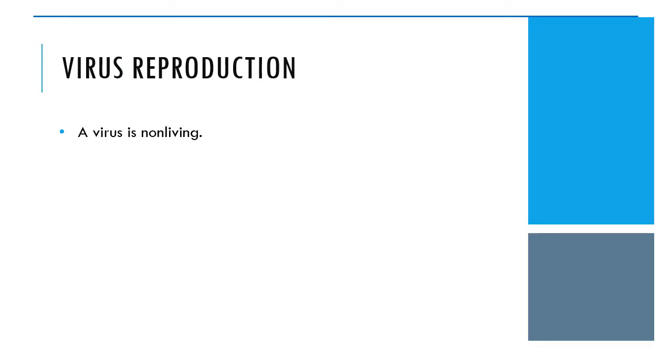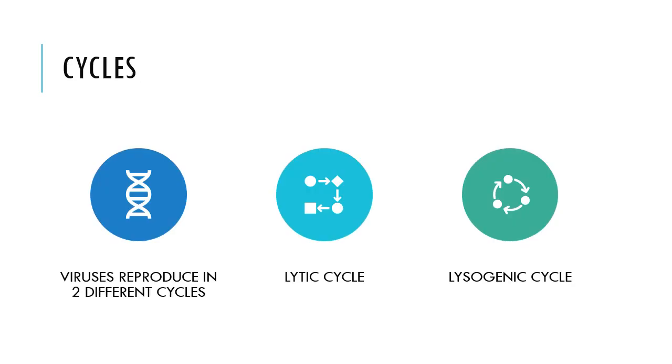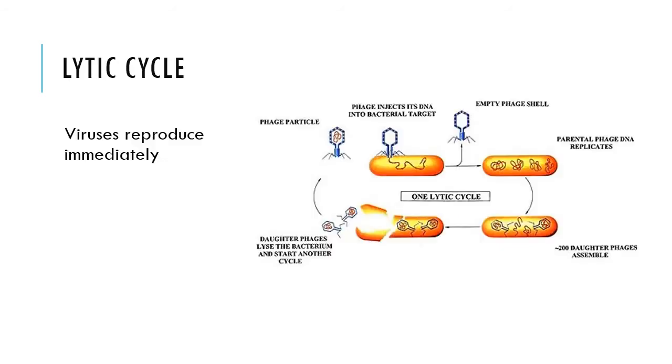So we're going to get into virus life cycles first. But a lot of people are always like, oh, is a virus living? Is a virus non-living? So technically, a virus is a non-living thing. Viruses can only reproduce by infecting living cells. And for that reason, they're considered non-living instead of actually living and actually reproducing. So let's get into the life cycles. Viruses reproduce in two different life cycles. There's either the lytic cycle or the lysogenic cycle. And we're going to go over the lytic cycle and the lysogenic cycle in detail.